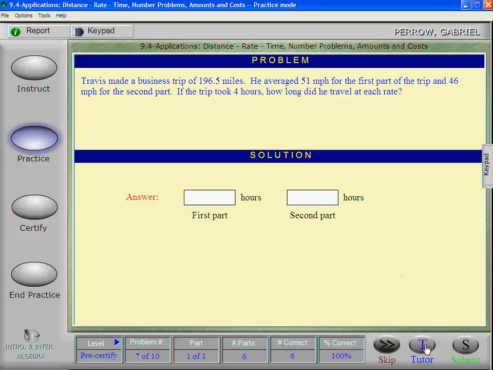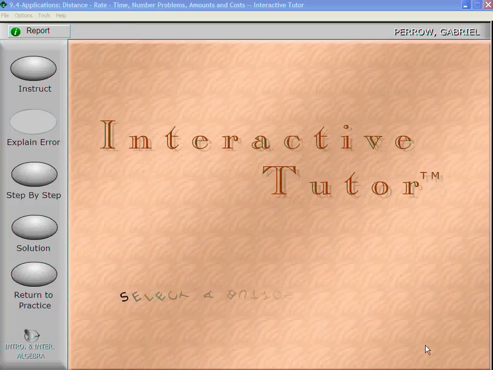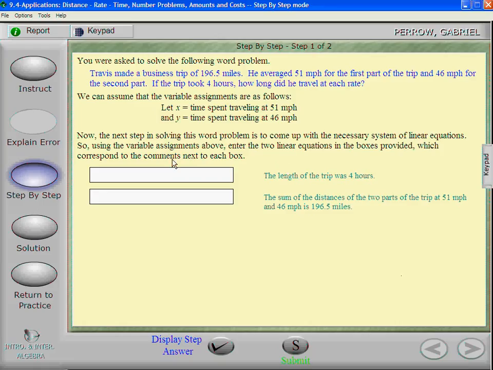So if we go down to the tutor mode, have this pop up, it should give us an option to fill that first equation in, and then we'll have to figure out the second one from there. Okay, my computer was going a little bit slow there.